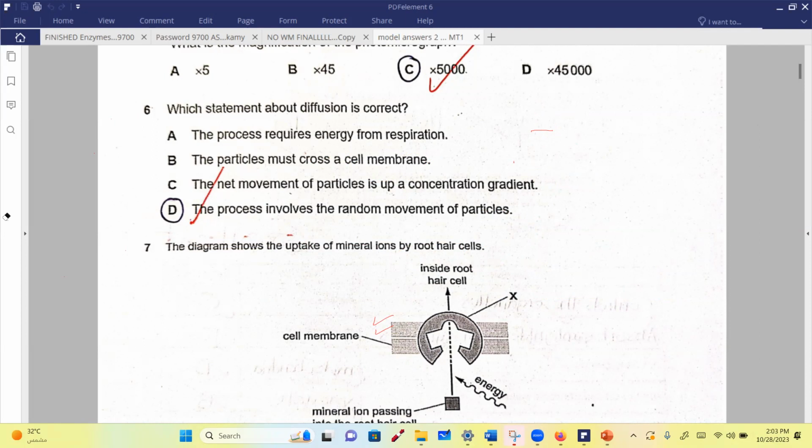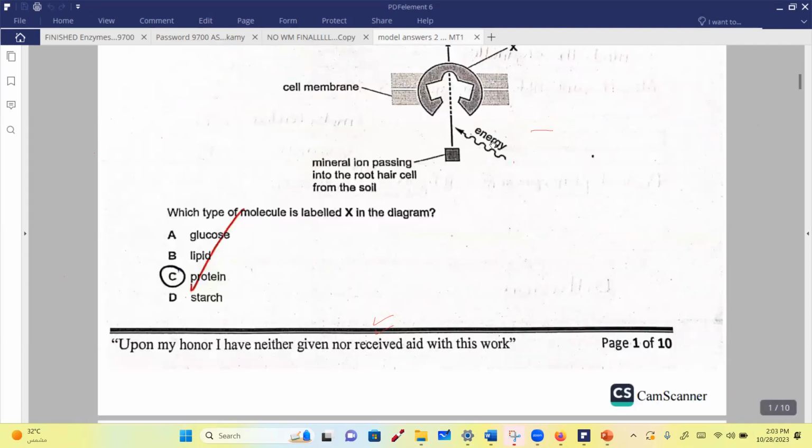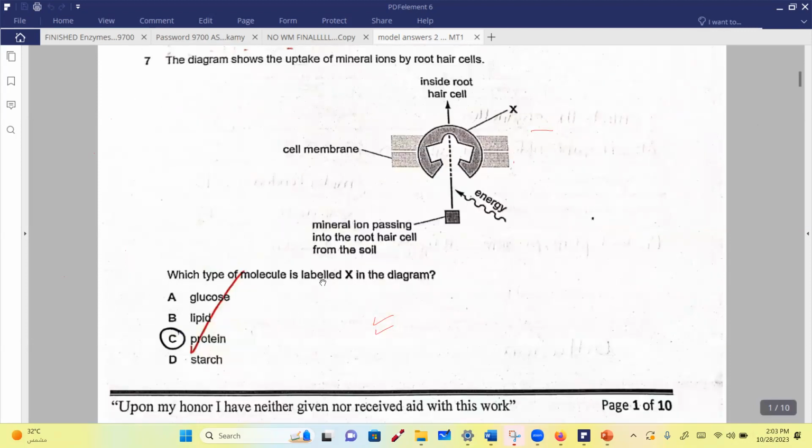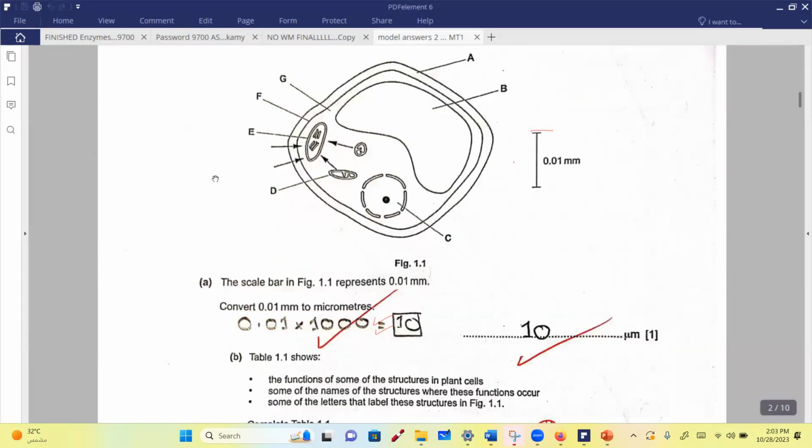Now, the diagram shows the uptake of mineral ions by root hair cells. Which type of molecule is labeled X in the diagram? Here, it says that energy is needed. So which type of transport is taking place? Diffusion? Of course, active transport. And active transport needs what? What is X? Protein. It's membrane proteins. Very, very obvious. If you got it wrong, then you did not study. End of story.